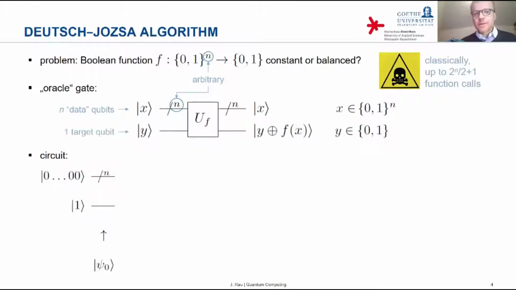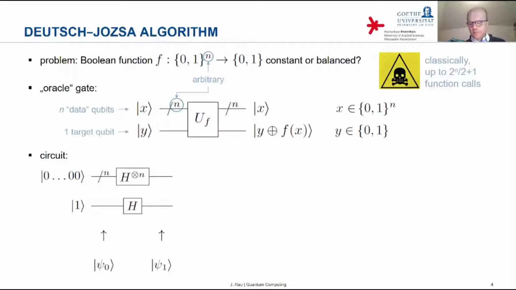Now, the circuit for the Deutsch-Jozsa algorithm proceeds in steps that are completely analogous to the simple Deutsch algorithm. Let's go through this circuit step by step. So, as in Deutsch's algorithm, the data qubits, now there are several of them, are all in the basis state 0, and the target qubit starts out in the basis state 1. So this is psi naught.